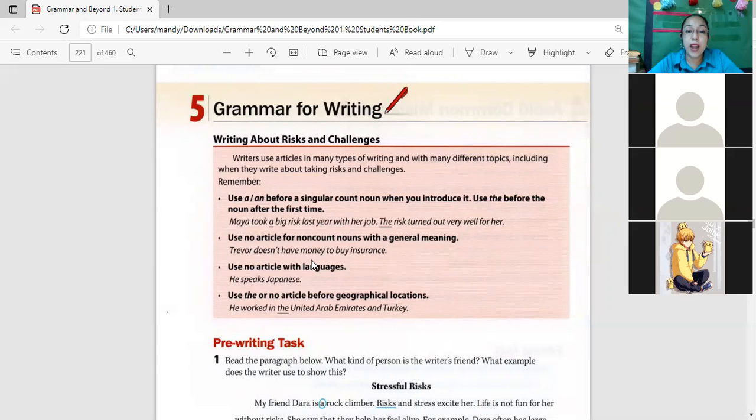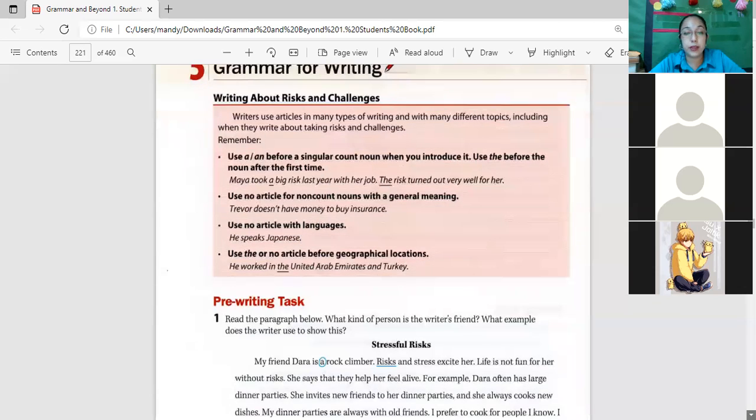Next one, use no article for noncount nouns with a general meaning. Okay, Trevor doesn't have money to buy insurance. In that case, it's not necessary because money is a noncount noun. And also it is general, yeah? Use no article with languages. He speaks Japanese. Use the or no article before geographical locations. He worked in the United Arab Emirates and Turkey. Yes, in that case, it is necessary because it's part of the name of the country.